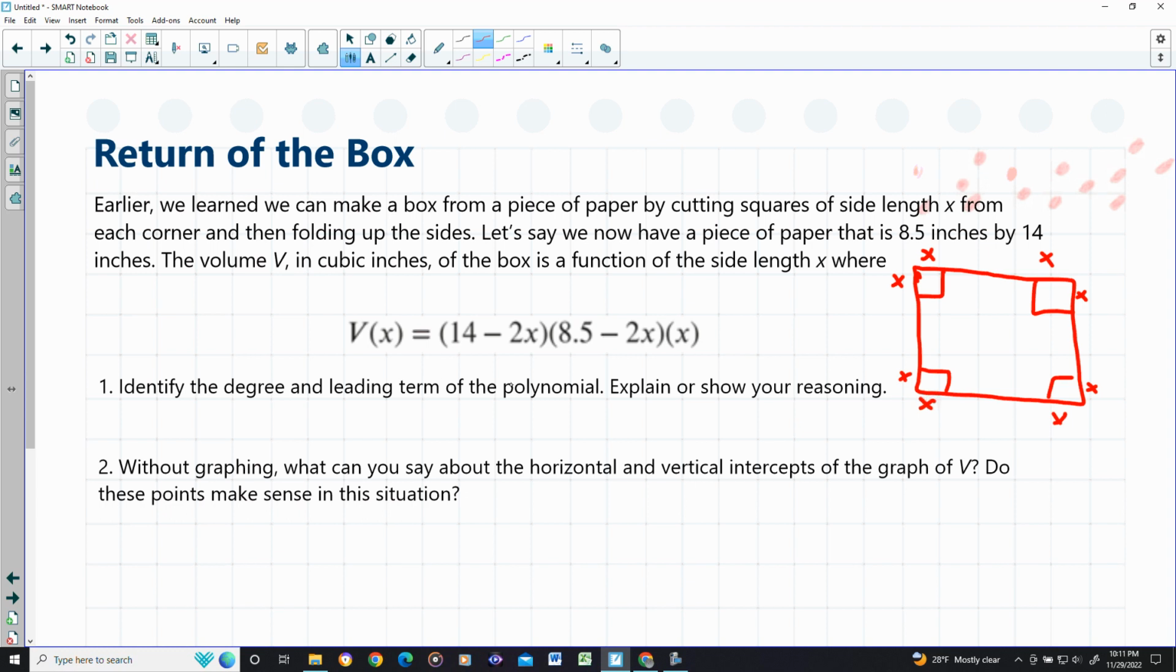And again, do you see why this has to be the volume function? The long side is going to be 14 units long, right? And in order for this bottom flap to fold up and form a side, it's going to be chopped off by these 2 x's. So it's going to be 14 minus 2x. Likewise, the width is 8.5, but you're going to lose 2 x's before you fold it up. And then when they fold up, it's going to stand up by the actual value of x itself.